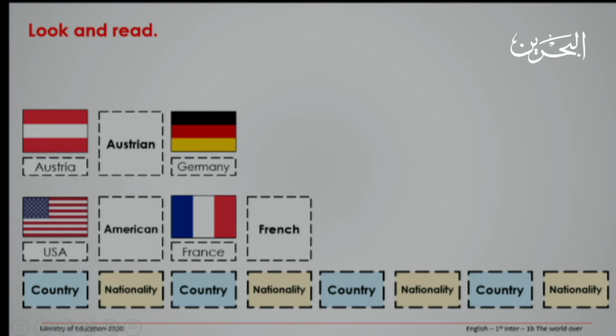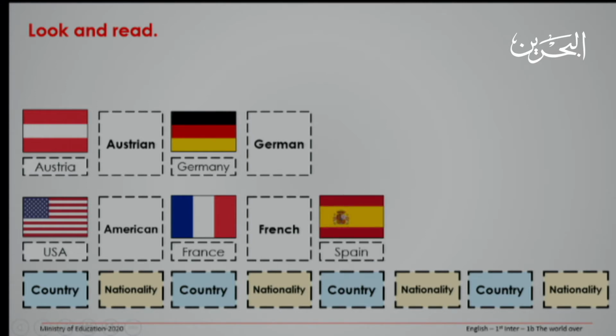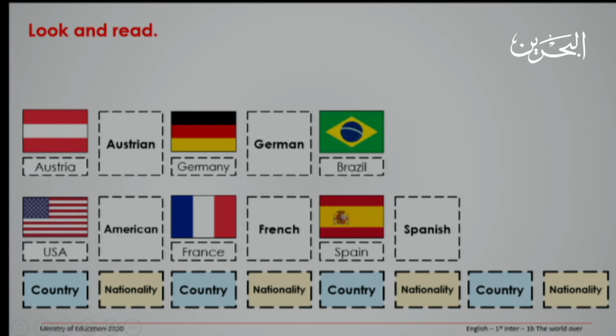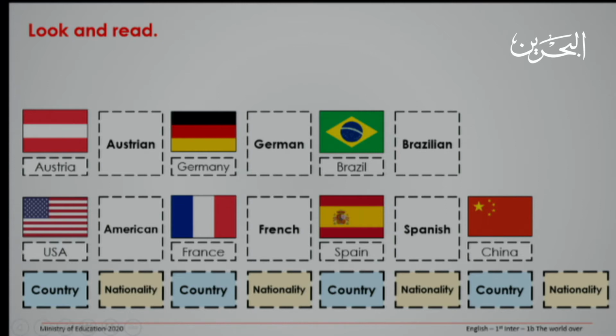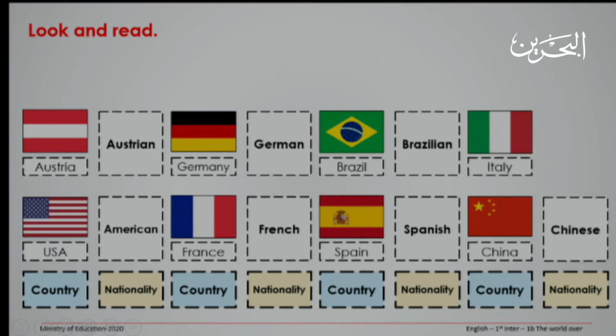The next one is Germany, German. The next country is Spain, and the nationality is Spanish. Brazil, Brazilian. China, Chinese. And the last one, Italy, which is Italian.